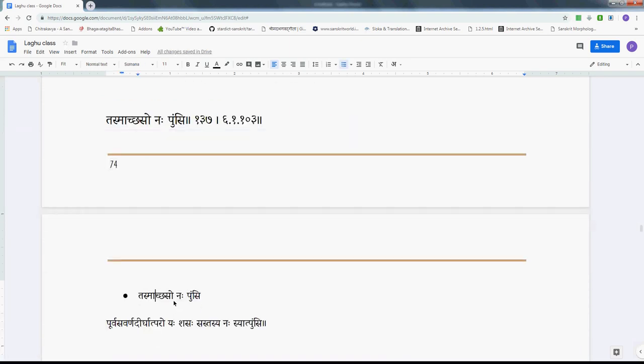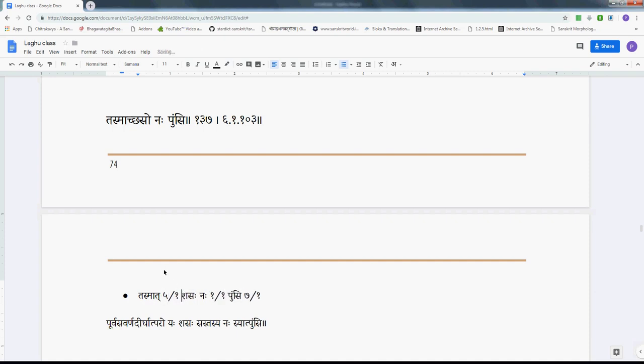So Tasmat, we'll see what Tasmat is. Shaso Nah Pumsi. So Tasmat Shasaha. Shaso is Shasaha. Naha Pumsi. So Naha is Nakara. Akara here is Uccharanarthe. Pumsi, in Pumsi is in Pum. In Pullinga. In Pullinga, Tasmat.